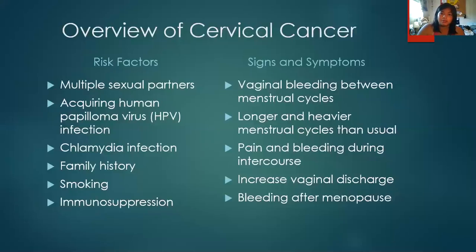Now, signs and symptoms of cervical cancer can be vaginal bleeding between menstrual cycles, like spotting, or longer and heavier menstrual cycles than your usual, pain and bleeding during intercourse, increased vaginal discharge, and bleeding after menopause. These can all be signs and symptoms of cervical cancer. So if your patient describes any of these signs or symptoms to you, please advise them to seek medical help and follow up with their OBGYN doctor.